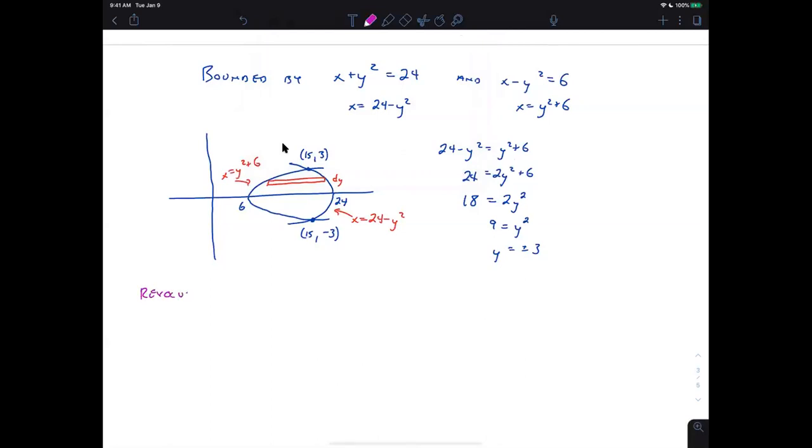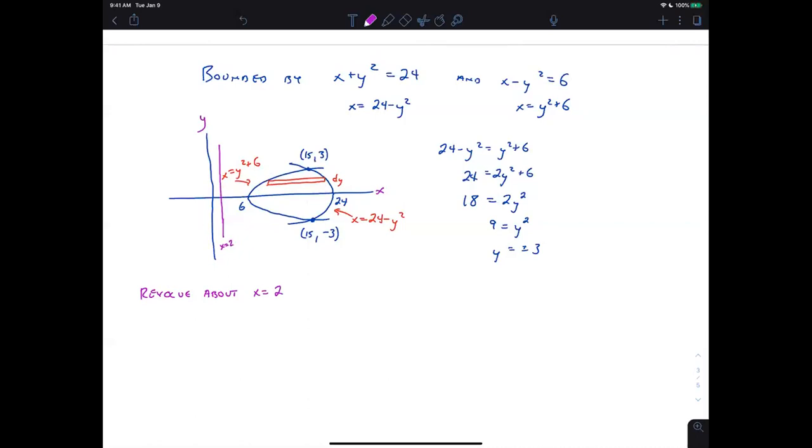And we'll just do the setup, but we could for sure evaluate it if we want to. So let's revolve it about x equals 2. Okay. And so x equals 2 is a vertical line somewhere in there. What's important is that it's vertical and it's to the left of the region. And so this rectangle we think of as being perpendicular to this, which means we should use the dishwasher method.